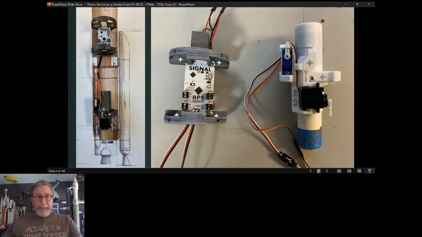This happens to be just a reprint, 3D reprint of the gimbal unit. They're all 3D printed parts.